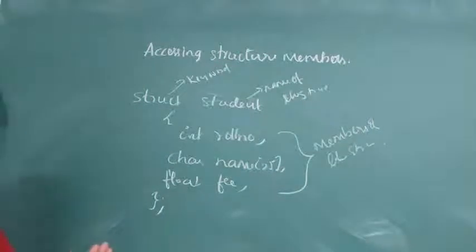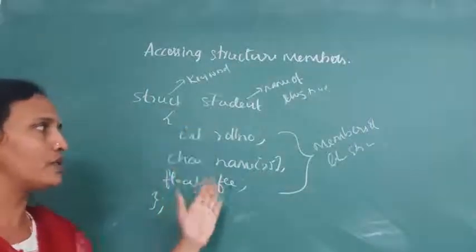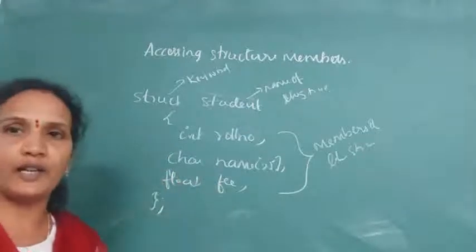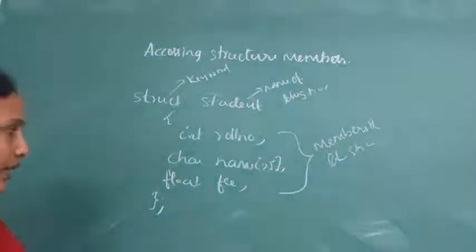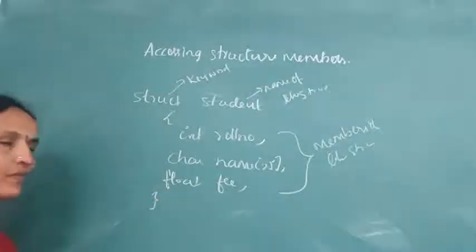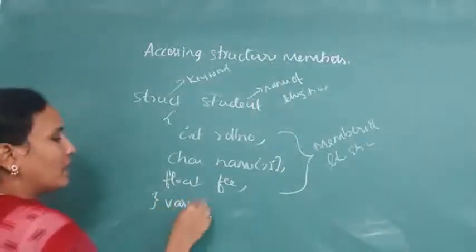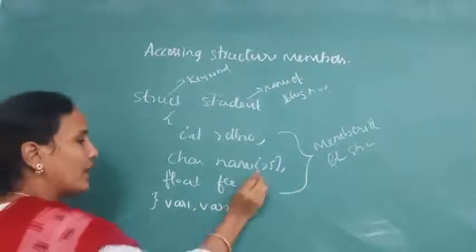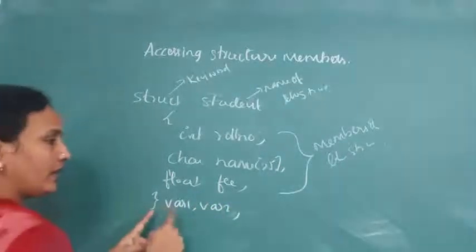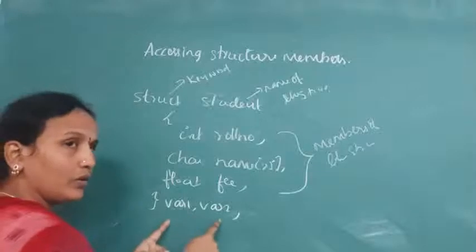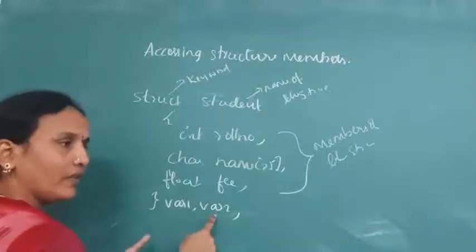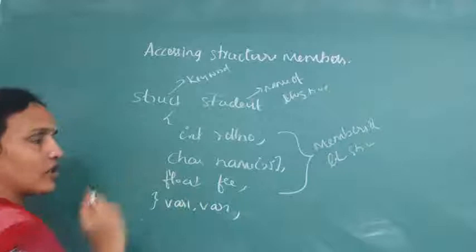So, whichever variable wants to use these members, that should be declared, right? You can declare it immediately here, like this. Variable 1, variable 2 and semicolon. So, if you are declaring variable 1, variable 2, what does it mean? These two are the variables which are used with this structure.